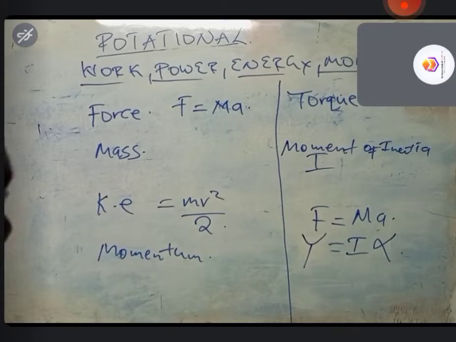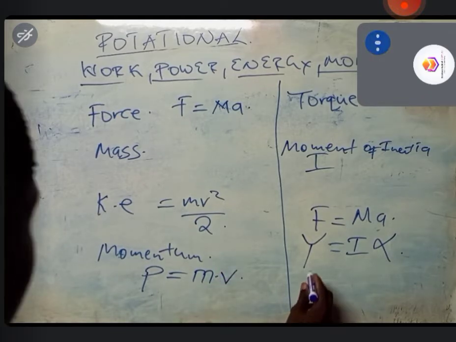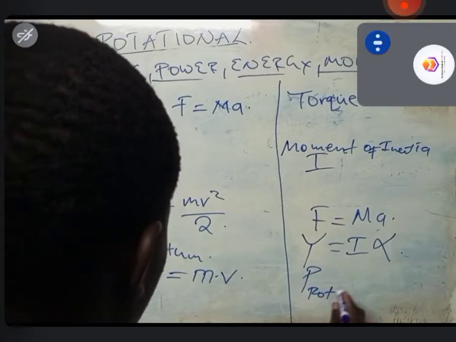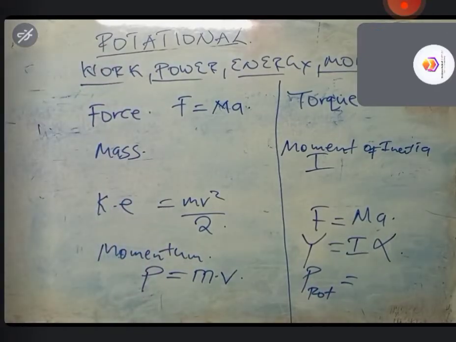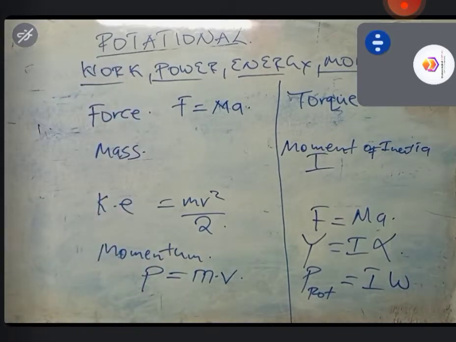Momentum. Momentum we know is the product of mass and velocity. So for rotational momentum, what is the counterpart of mass? Moment of inertia. Then velocity, angular. So that's how you determine rotational momentum. It's moment of inertia multiplied by the angular velocity.